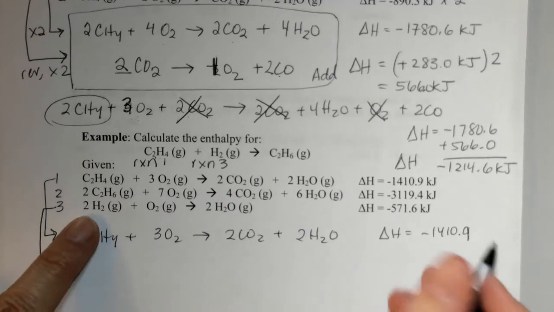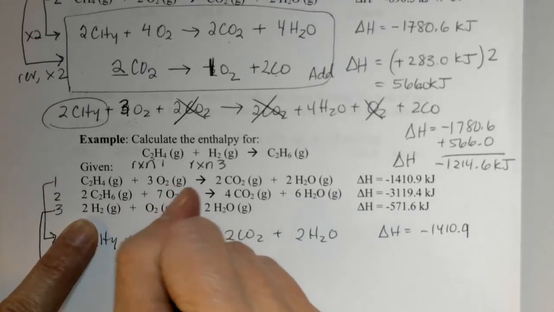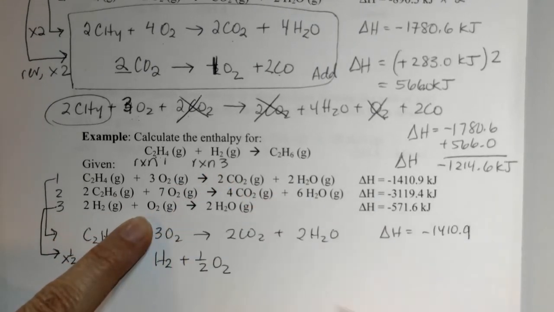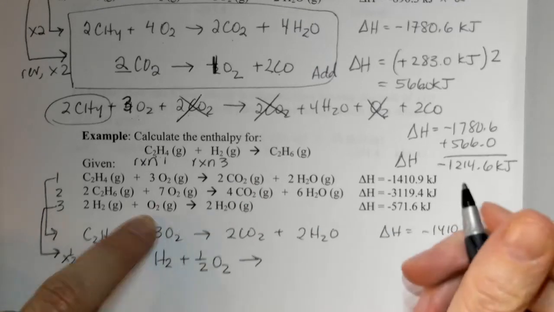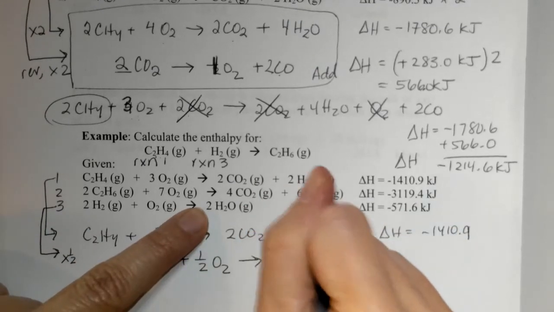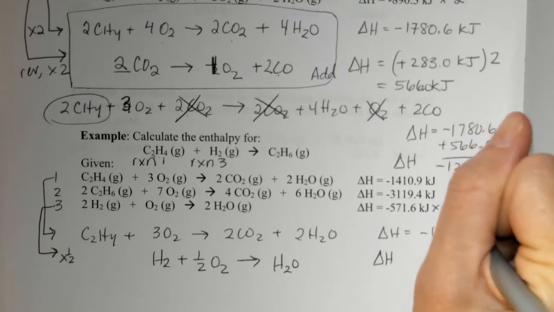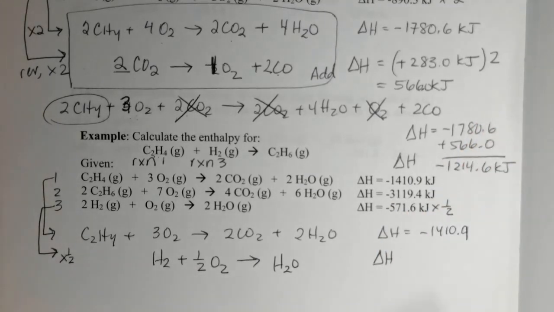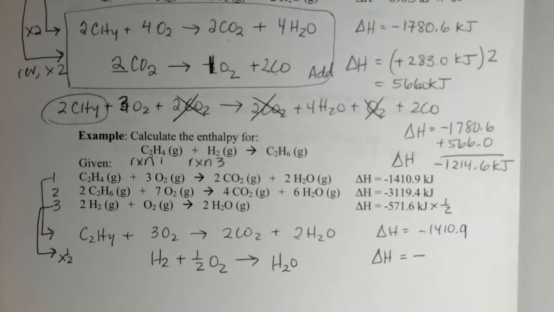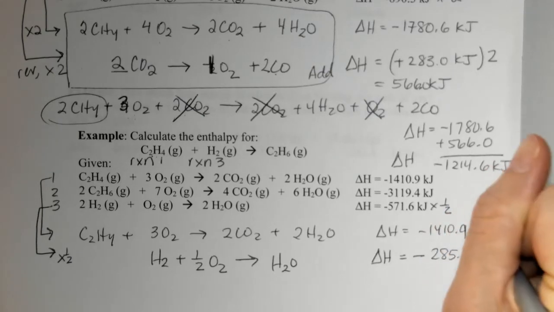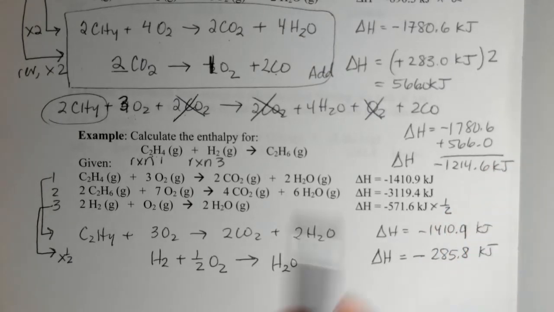So 2 hydrogens becomes 1 hydrogen. The oxygen 1 is going to become a half. And on the product side, instead of 2 waters, I'm just going to have 1 water. So the delta H, I'm going to multiply that by a half. Right? So the sign will stay the same. It'll stay negative. But 571.6, divide that by 2, I get negative 285.8. All right, so we took care of the hydrogen.